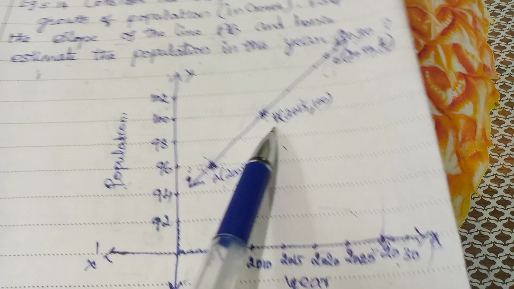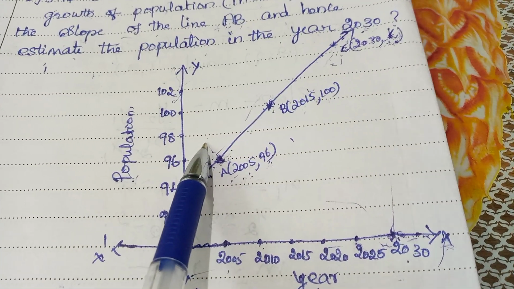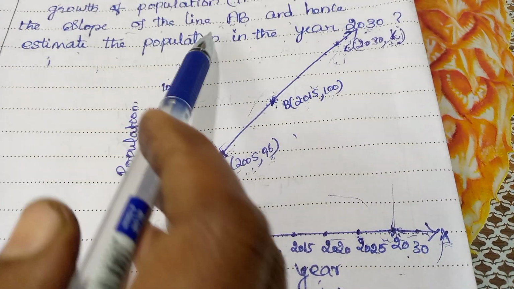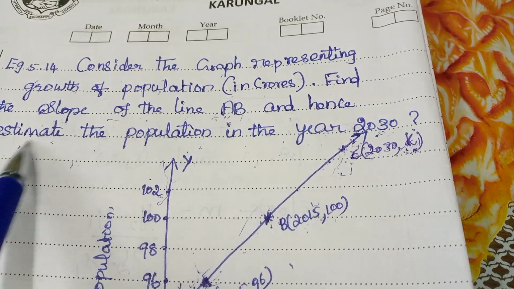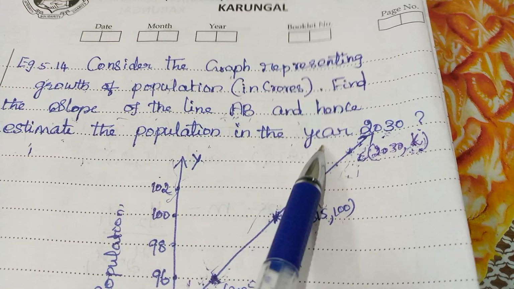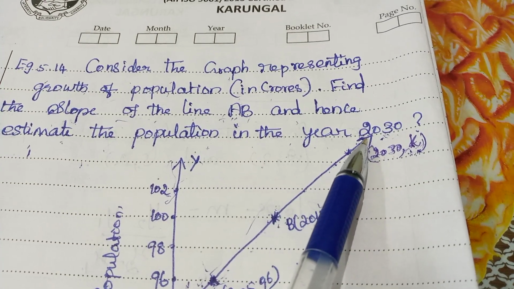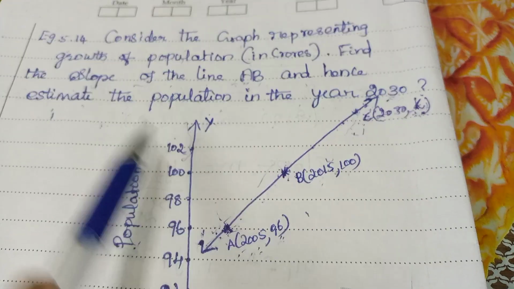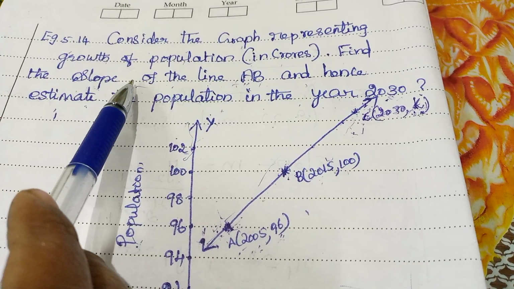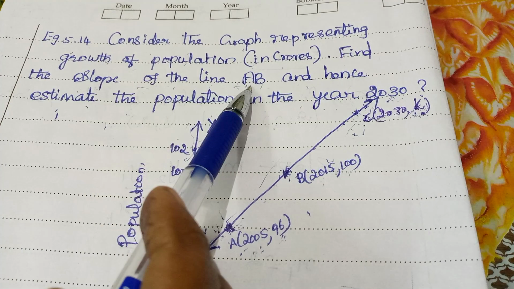They asked to find the slope of AB. And also we have to find the unknown value, that means find the estimated population in the year 2030. So two questions we have to find out here. First one is the slope of AB.